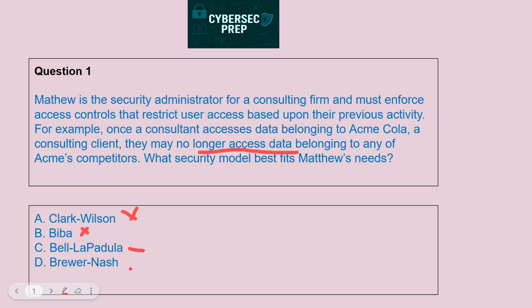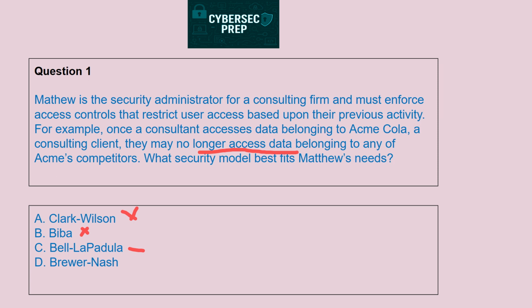because we have another option left, which is the Brewer Nash model, right? So what is the Brewer Nash model? The Brewer Nash model focuses on confidentiality, but it focuses on dynamic confidentiality. That is the key, because our question is saying that once a consultant accesses data belonging to one client, then the same person should no longer access the data belonging to the client's competitors. So here we are talking about the dynamic nature of the access.